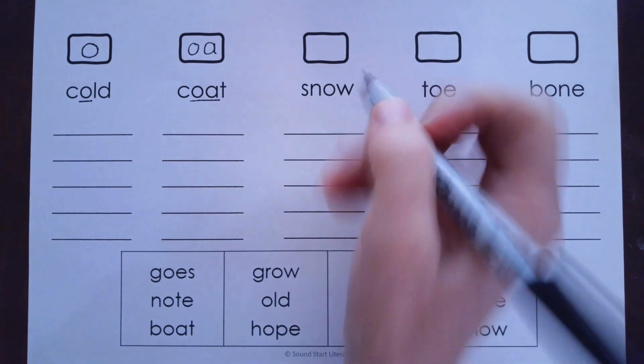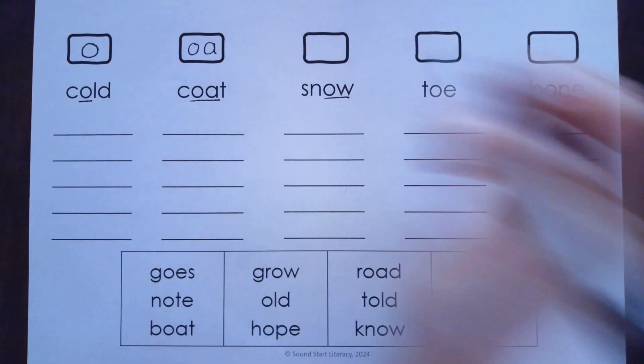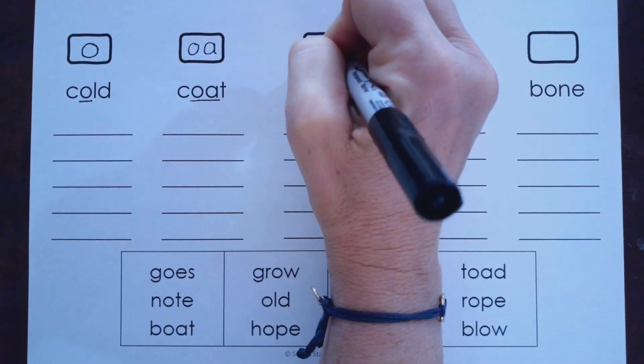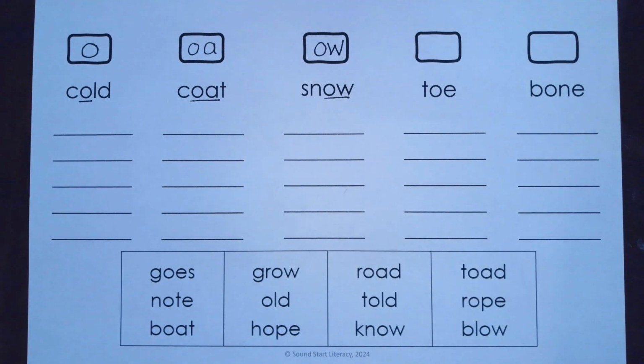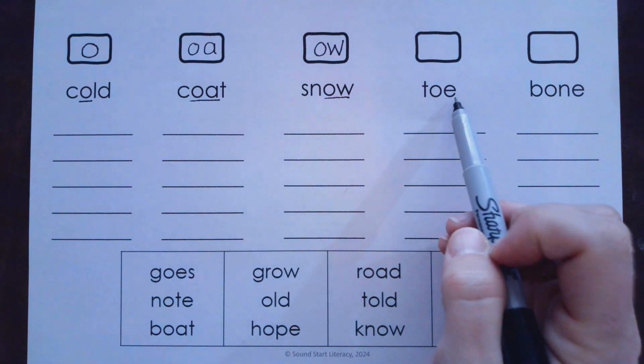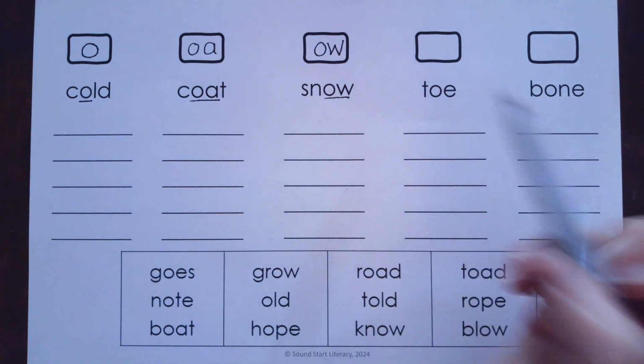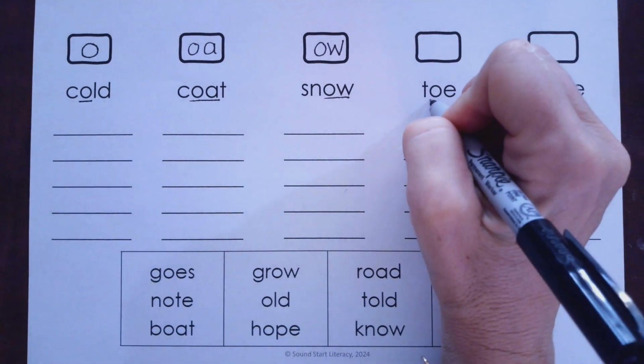S-n-o. Underline the spelling of O in snow. Write it in the box. Say O, O. This is the word toe. Everybody tell me the sounds in toe. T, O. Underline the spelling of toe.